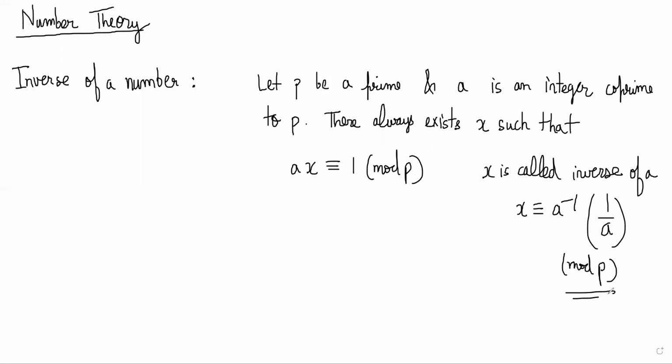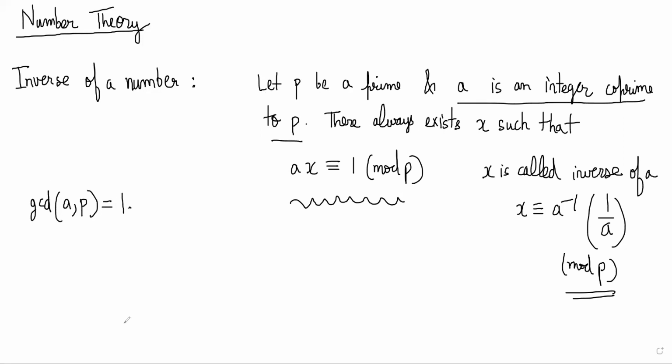Now the question was, how can we be sure that there is always an x? That was the question that we did not solve last class. Actually, there is a very easy way to be sure. We did not think of that in the last class. Here we are saying a is an integer co-prime to p, so GCD of a and p is equal to 1.